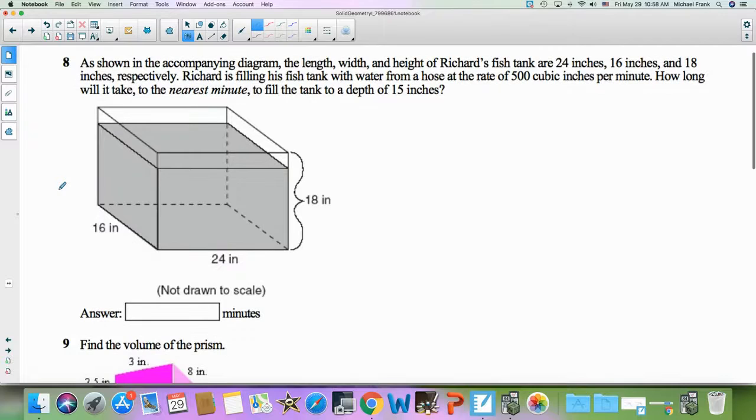As was this one. Well, this one was a little tricky, actually. This one, maybe a little too tricky. All right, another Regents question.